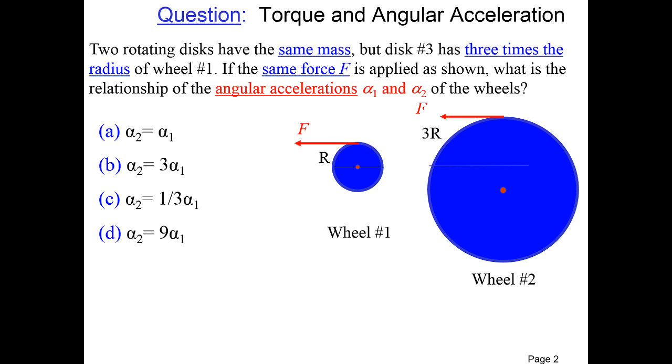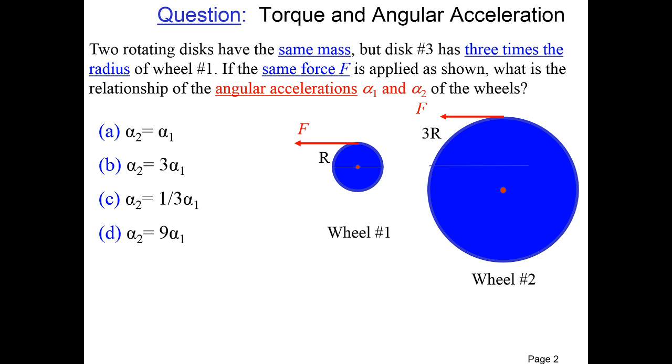Well, what about the moment of inertia? The masses are the same, but the moment of inertia depends on the distribution of the mass. The moment of inertia is 1/2 mr squared for disks and cylinders, and the mass of each is the same. However, the radii are different. So the moment of inertia has a factor of (3r) squared in wheel 2 compared to wheel 1. When you do that, (3r) squared becomes 9r squared. So the moment of inertia is 9 times larger for wheel 2 than it is for wheel 1.